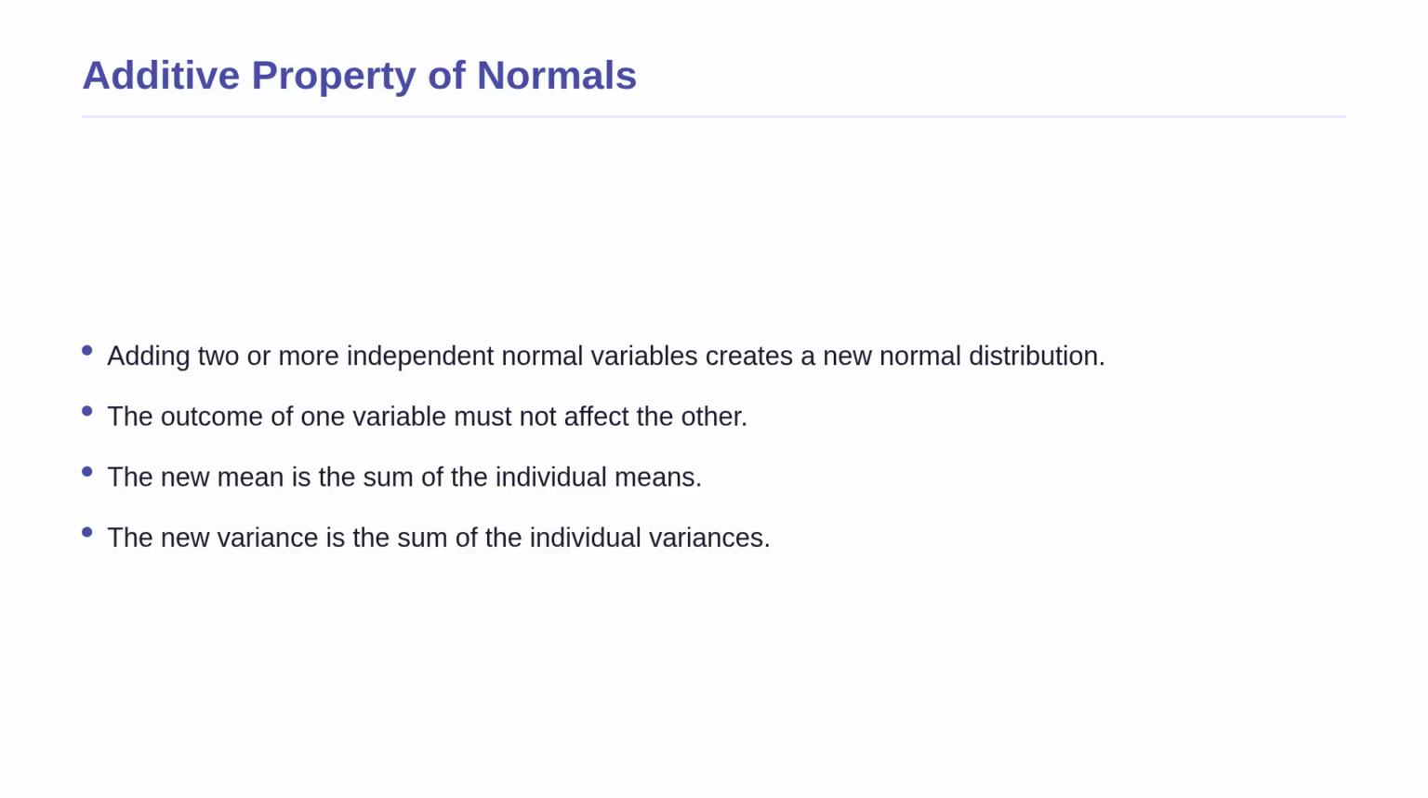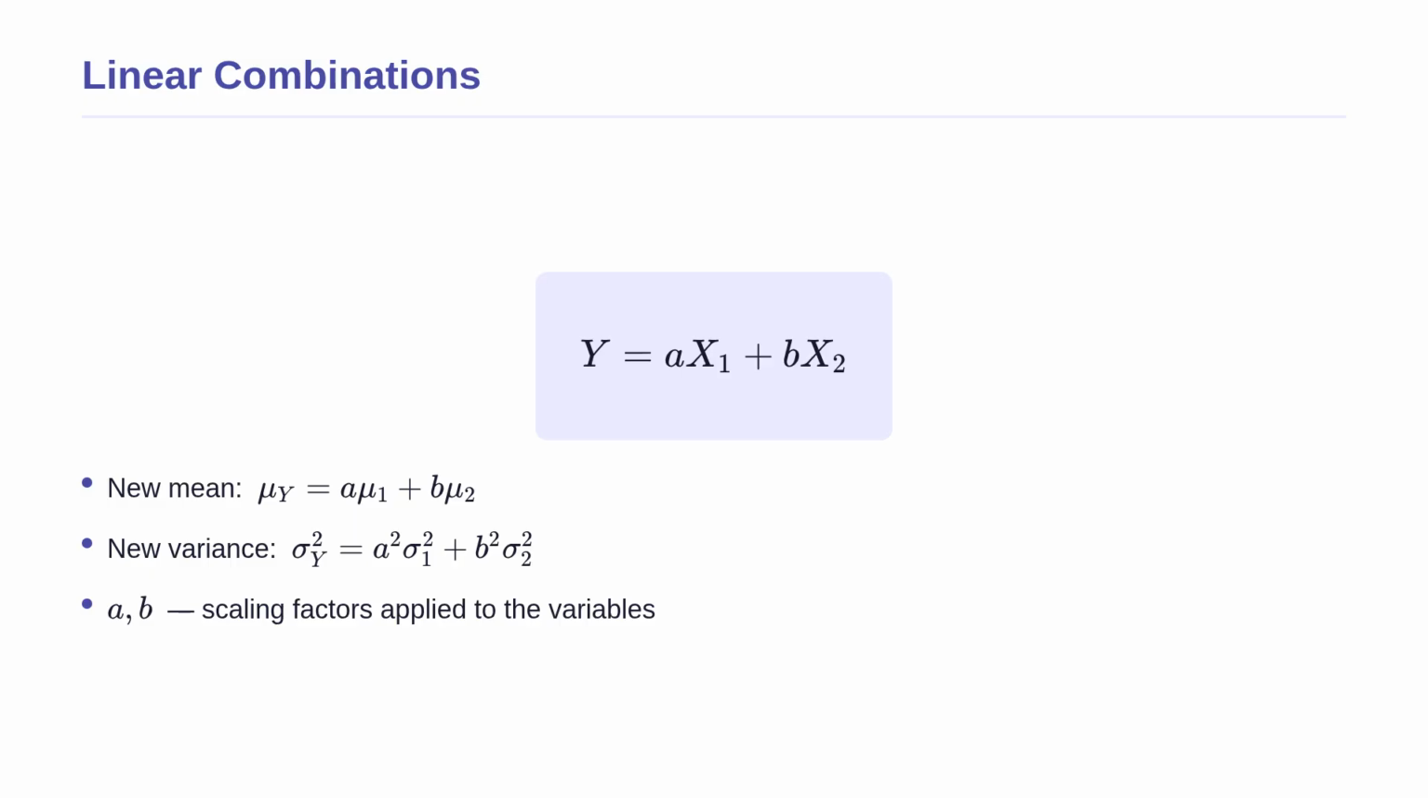When you combine them, finding the new center is easy. The new mean is simply the sum of the individual means. Similarly, the new variance is the sum of the individual variances. Let us look at the mathematical formulas for this additive property.